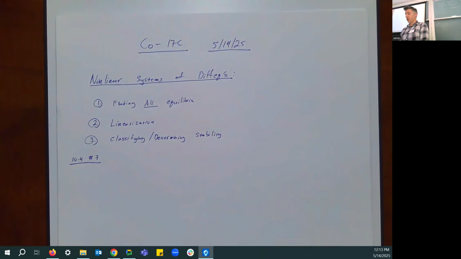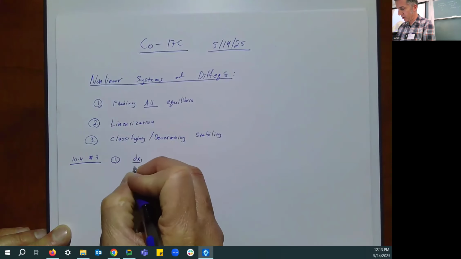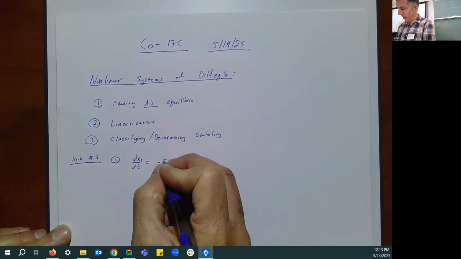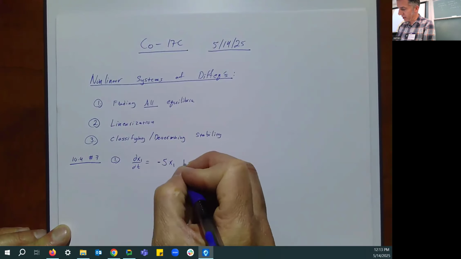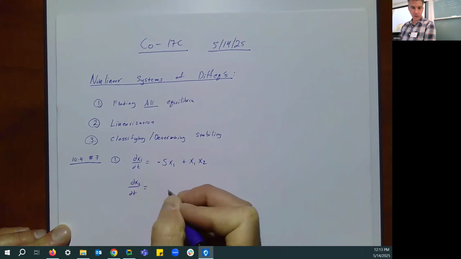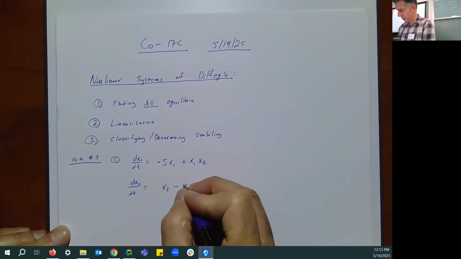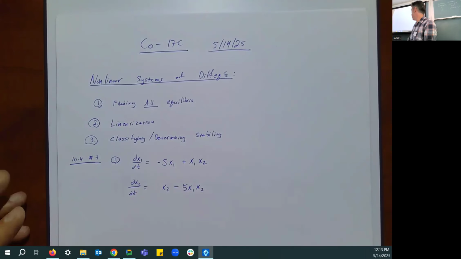So here's the system that we're given. Our system of differential equations is dx1/dt equals -5 times x1 plus x1 times x2, and dx2/dt equals x2 minus 5 times x1 times x2. If we weren't being super careful, we might think this was still a linear system. But the fact that you have x1 times x2, or x times y, makes it nonlinear. So this is definitely a nonlinear system of differential equations.